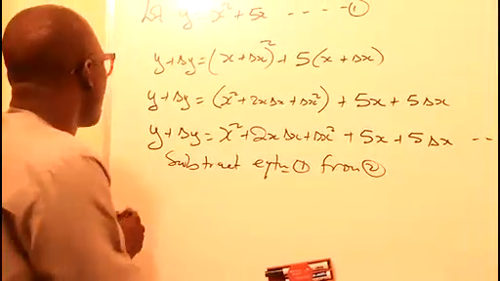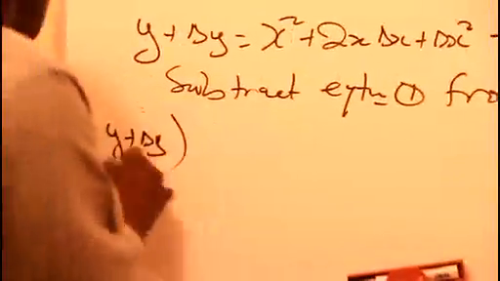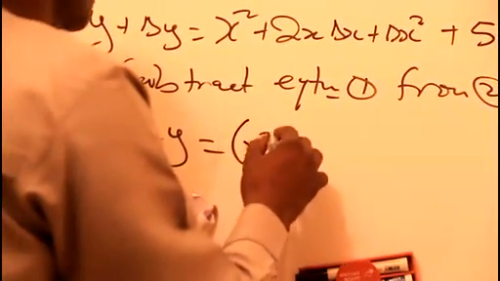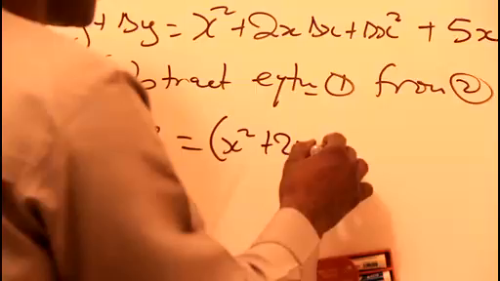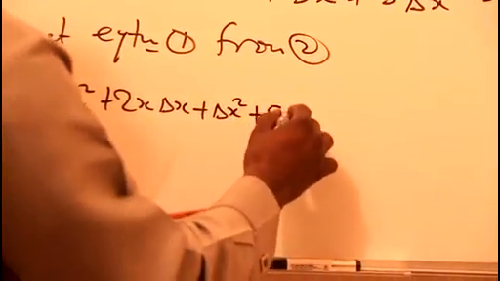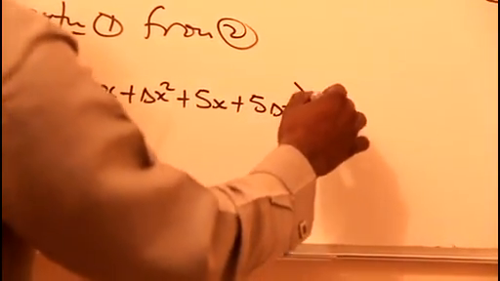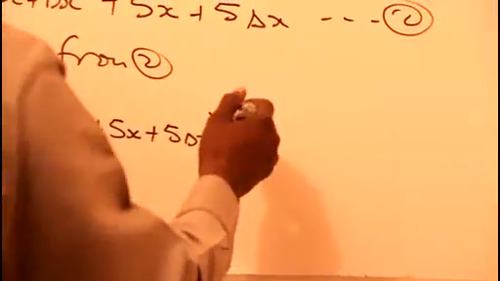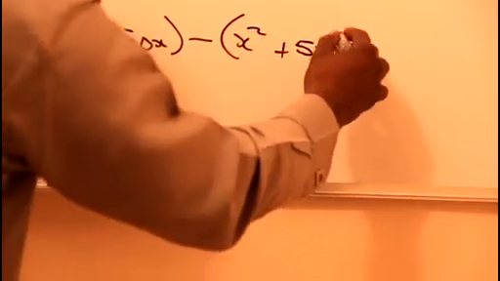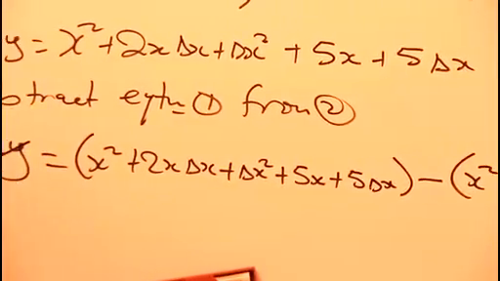If we do that, this side I will end up having y plus change in y minus y. On the other side, I will end up having x squared plus 2x change in x plus (change in x) all squared plus 5x plus 5 change in x, minus x squared plus 5x. So when we expand this, this will clear this automatically.